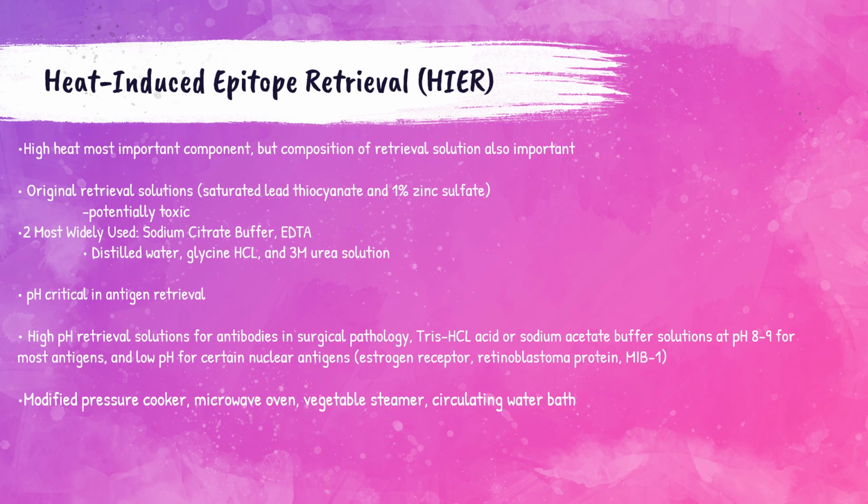pH is very important in antigen retrieval. In antibodies and surgical pathology, high pH solution is recommended. Tris hydrochloric acid or sodium acetate buffer at a pH of 8 to 9 is suitable for most antigens. Nuclear antigens like estrogen receptor ER and retinoblastoma protein RB have optimal staining at a lower pH. There are other methods of heating available, and these include using a modified pressure cooker, a laboratory oven, a vegetable steamer, and circulating water baths. A standard method should be used in every laboratory, but at least 2 methods should be available for use.